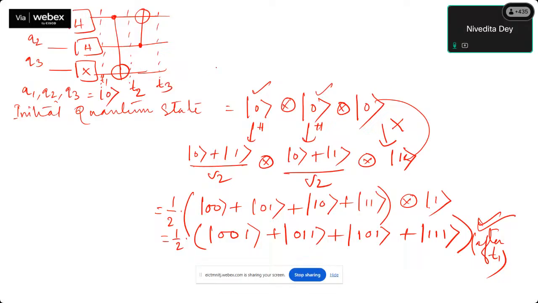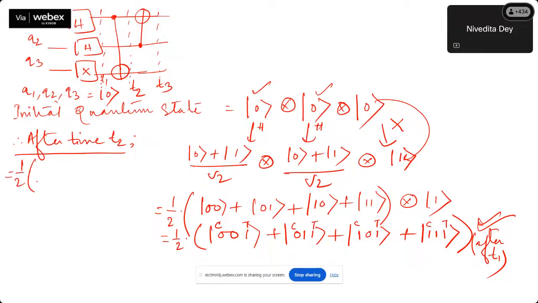Now what will happen after t2 is, see what we have done. We have done Q1 as control and Q3 as target. So therefore, after time t2, what will happen? This is your control, this is your target. This is control, this is target. This is control, this is target, this is control, and this one is target. So that means half will be as it is. So control 0, no operation.